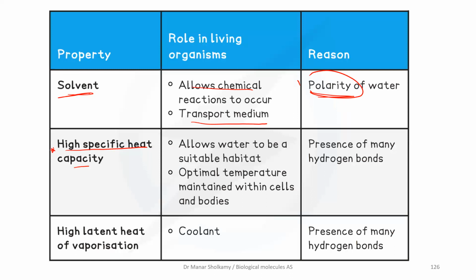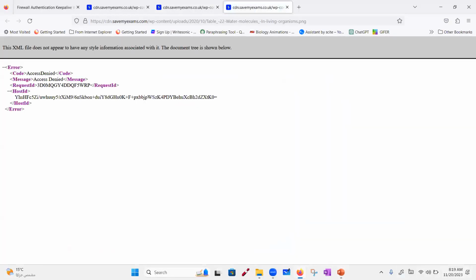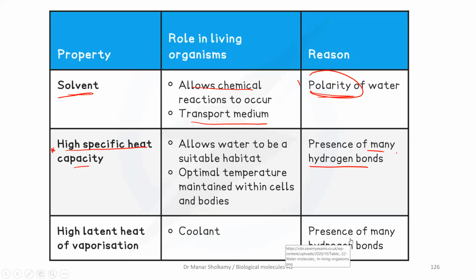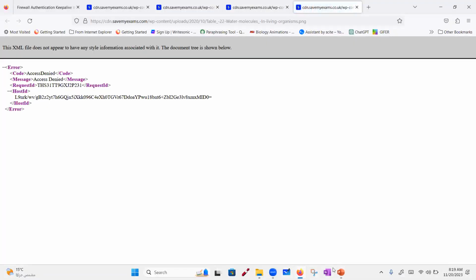Again, due to the presence of many hydrogen bonds in water, it is a suitable habitat. High latent heat of vaporization: I need lots of heat for the water to evaporate. So when it does, it will cool you down in the process. Due to the presence of many hydrogen bonds, it's a good coolant. Anything hard about water?